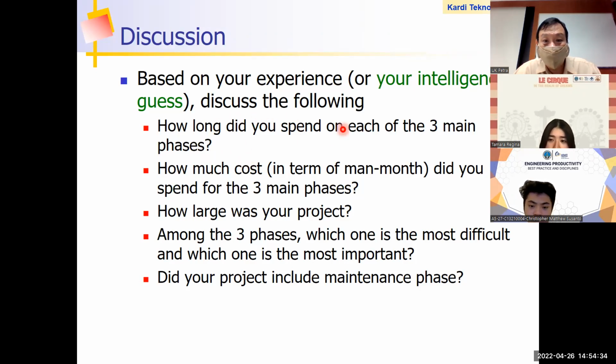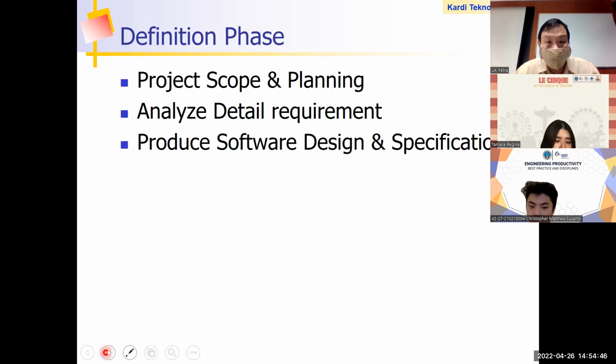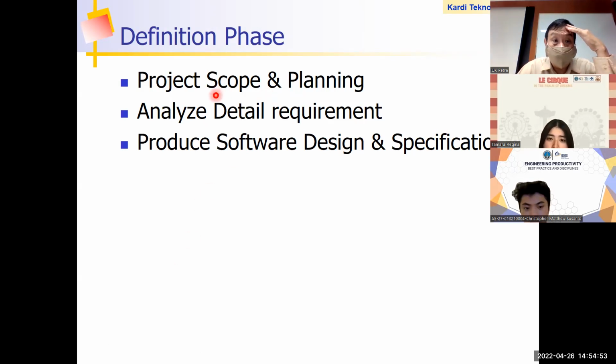So my question, an intelligent guess: how long do you spend on each of the three main phases? How much cost do you spend on the three main phases? Again, based on the cost, based on the man-month, and how long? Again, the most significant part is actually the maintenance. Okay, so let's go to the detail.